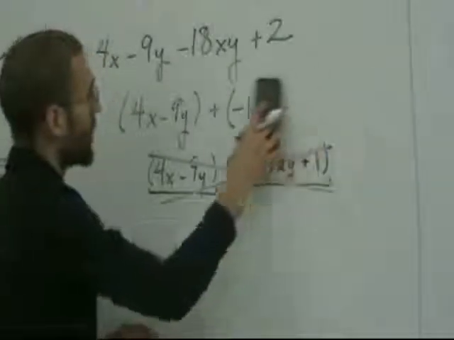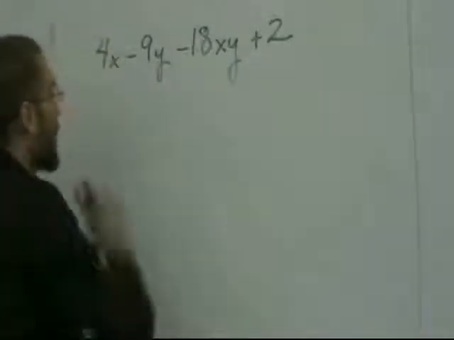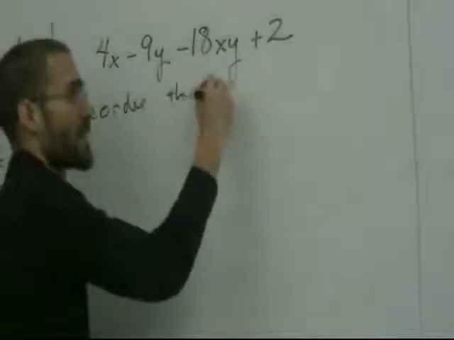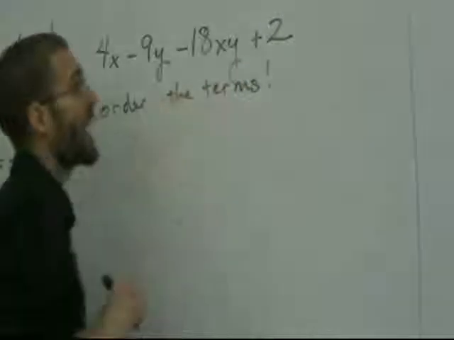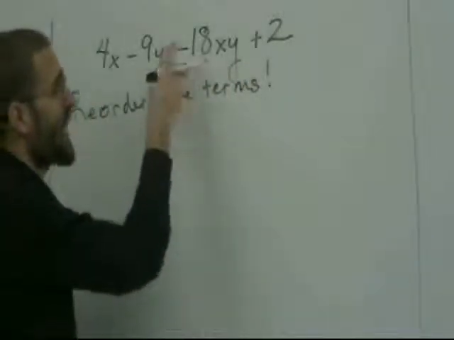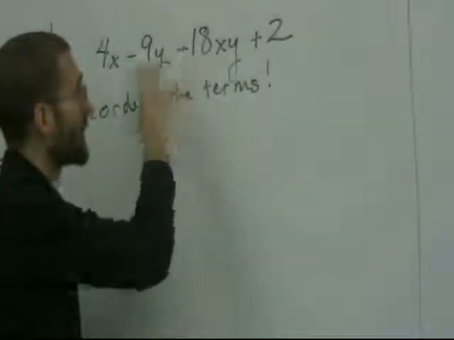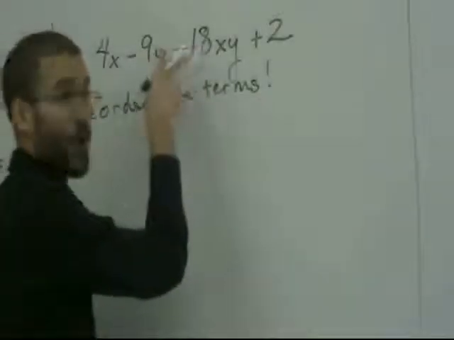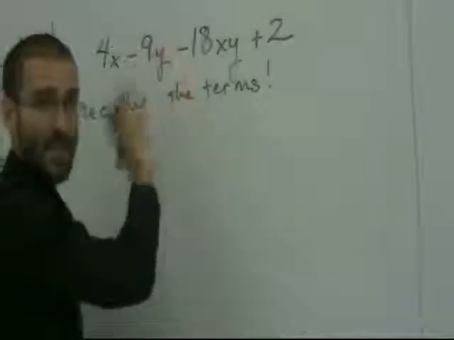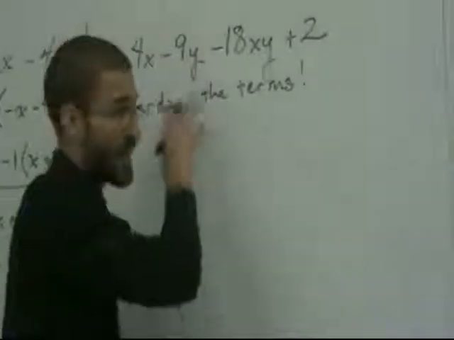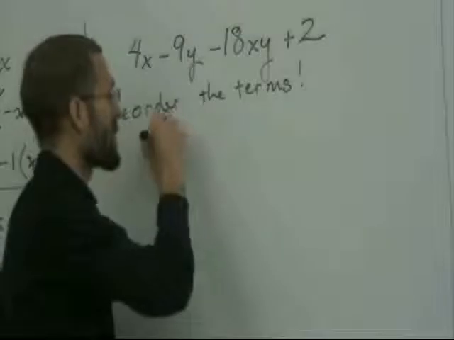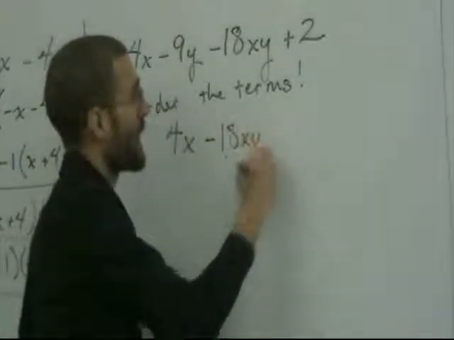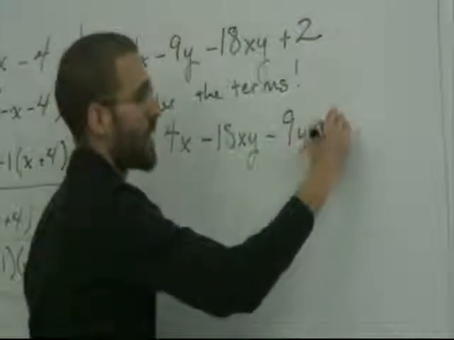What we can do is actually just reorder the terms. And if we go ahead and reorder just these second two terms, we're going to flip them around, and we are going to keep their signs with each other. So in this case, they're both negative. But if one was positive, one was negative, you would need to make sure that you keep the sign with it. So when I reorder these terms, I have 4x minus 18xy minus 9y plus 2.